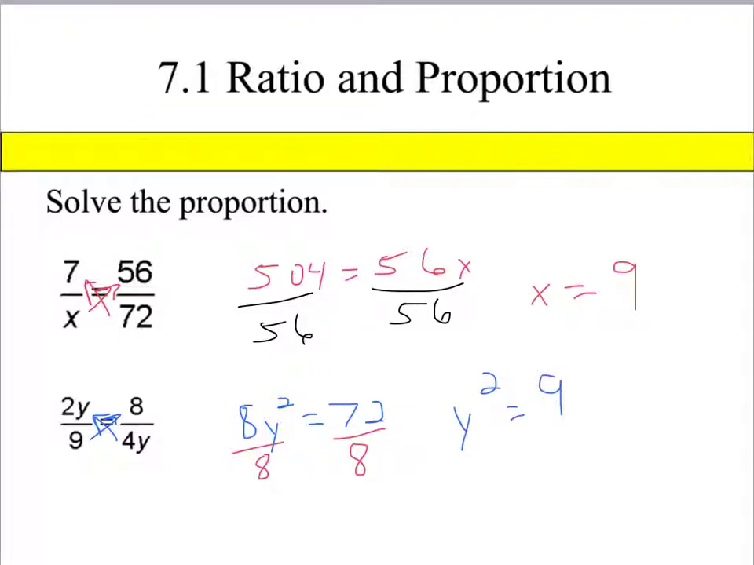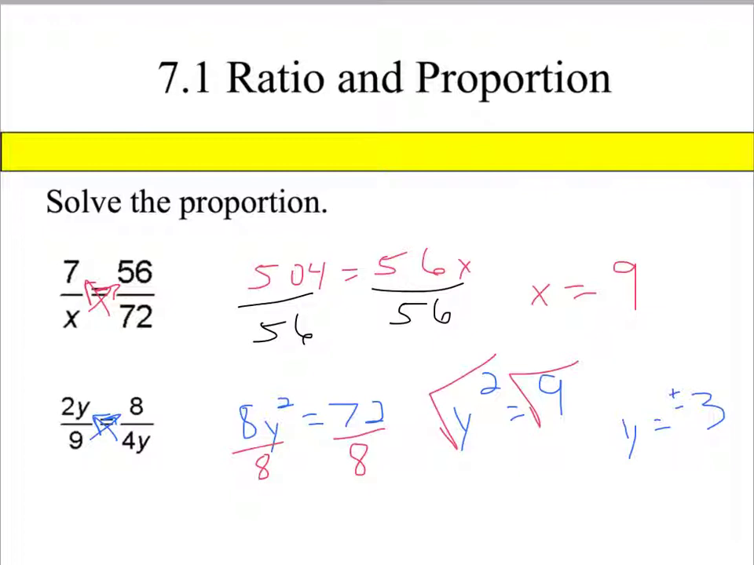However, we are not done. Notice we have y squared. We need to get y. I want to get y all by itself. How do you undo a square? Well, you take the square root. And when you do that, you are going to get y is equal to positive and negative 3. Remember, the square root of 9 is both positive and negative.